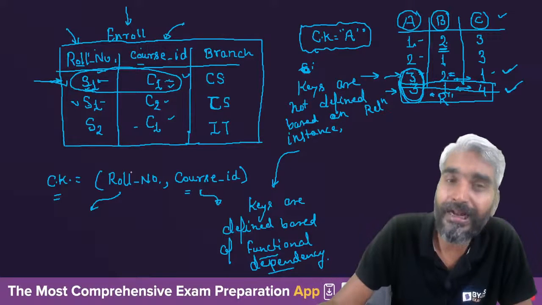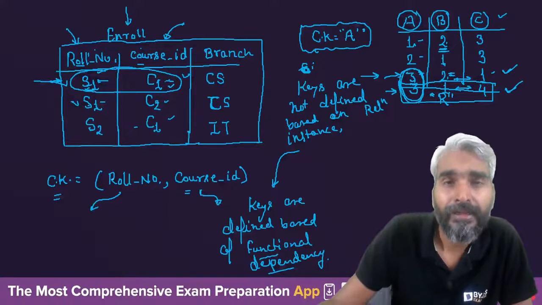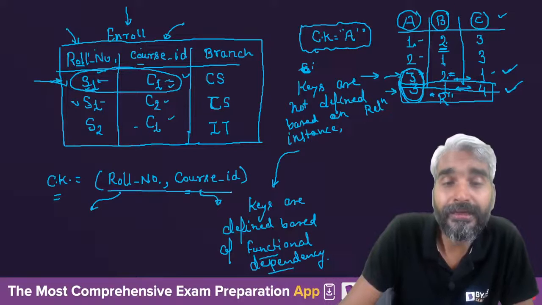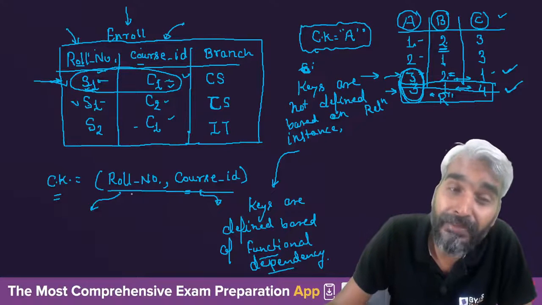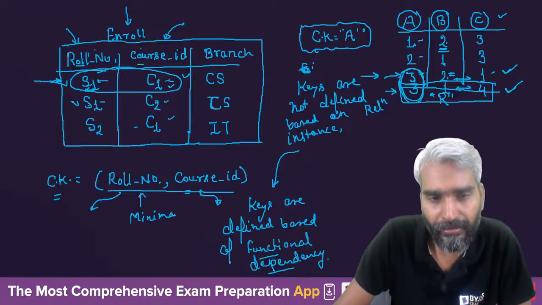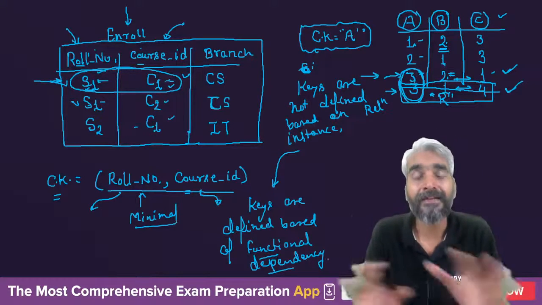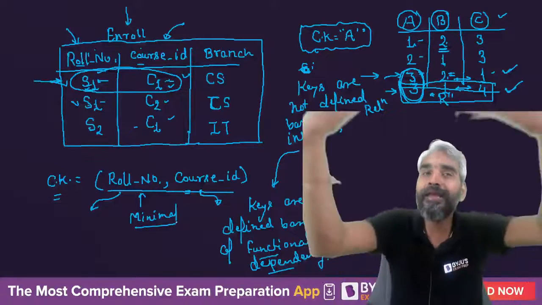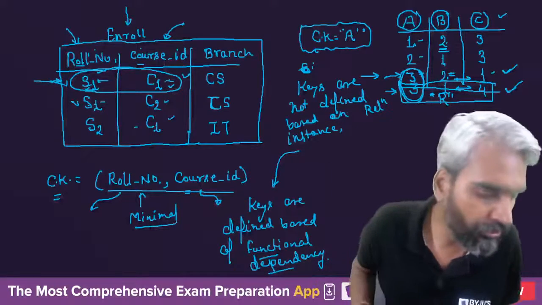Therefore, if we remove roll number, then course ID alone cannot form a candidate key. If we remove course ID, then roll number alone cannot form the candidate key. But these two values together can form the candidate key. So this set is a minimal set. Why? Because if we remove any attribute from this set, it will lose its property of uniquely identifying the tuple. Yes or no?